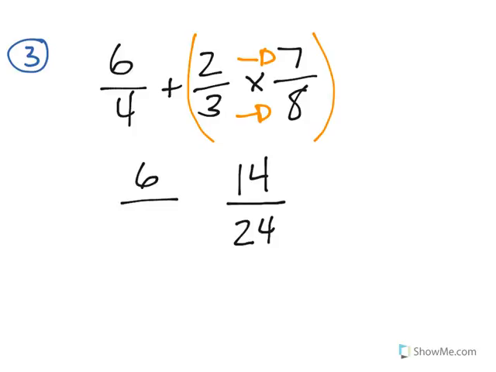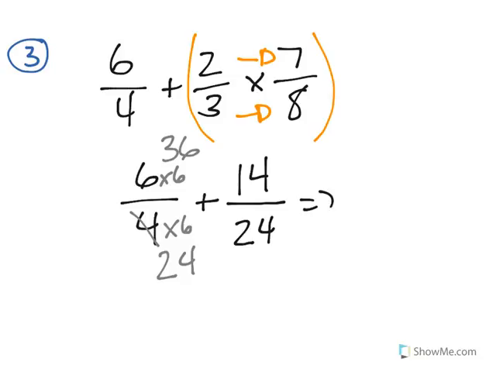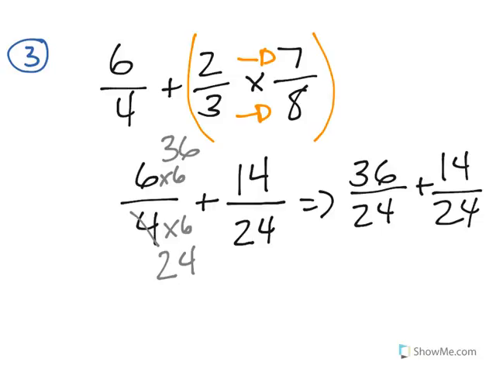So now I have 6 over 4 plus 14 over 24. I need a common denominator, which is going to be 24. I am going to multiply 4 by 6 to get to 24. So I'm going to multiply 6 by 6 and get 36 as my numerator. So now I am looking at 36 over 24 plus 14 over 24. So my answer is going to have a denominator of 24, and now I need to add the top together.